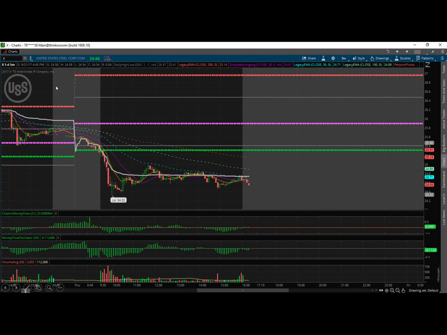So here's an example of X Steel. This pivot middle line was the resistance. It didn't break that support yesterday. It actually held, so they had to gap it down. And guess what? They gapped it down laddered. You got the 10, you got the 20 above the 10, 50 above the 20, 100 above the 50, and the 200 above the 100. So it's laddered in chronological order as far as puts are concerned.